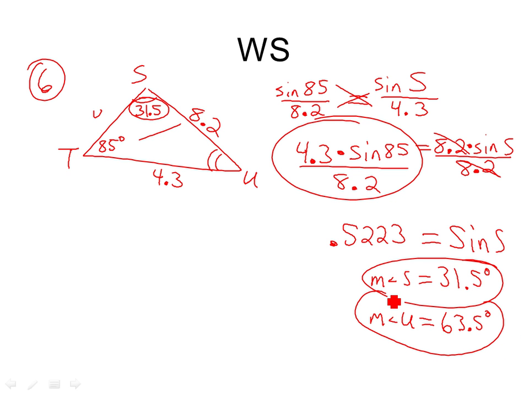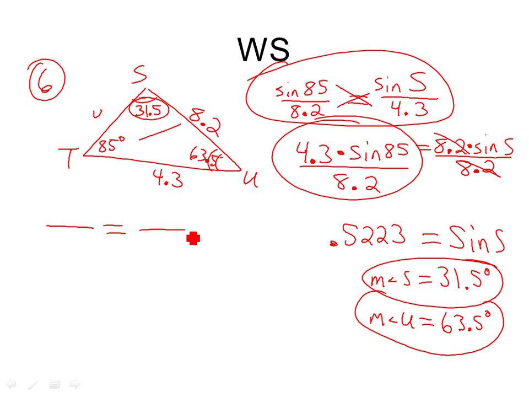What else do we still have to find? Little u. The way we're going to find little u, we know this is 63.5 degrees now. We're just going to set up another proportion like that one right there, only this time we're going to stick little u in there. Sine here, sine here. Pick me an angle. 63.5. What goes underneath that?